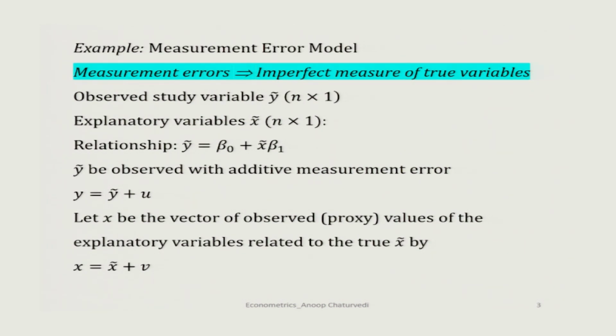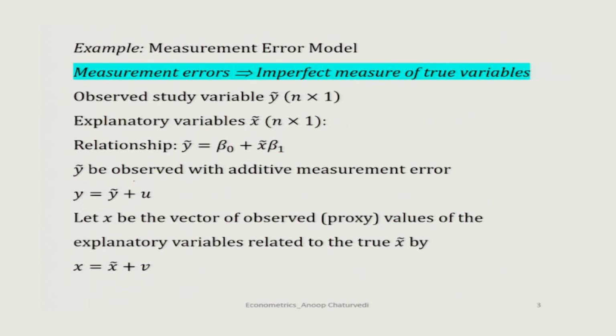An example of a model having this kind of problem because of correlation between X and u is the measurement error model. We will discuss this model in detail in the next 2 lectures, that is lecture 17 and lecture 18. Just in brief, I will discuss this example. By measurement error, we mean imperfect measure of true variables. Now, suppose your observed study variable is y curl. So, y curl is an n cross 1 vector of observations on the study variable, and then your explanatory variable is actually x curl, which is also an n cross 1 vector, and that relationship is y curl equal to beta naught plus x curl beta 1.